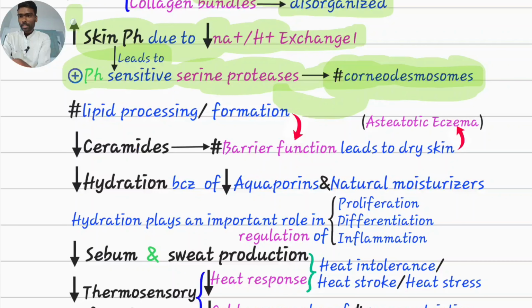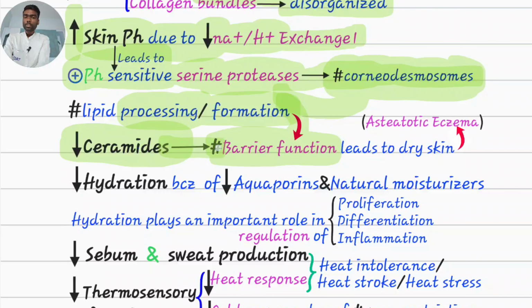If skin pH is increased, there will be stimulation of serine proteases, and also there will be disruption in lipid processing and lipid formation, which leads to disruption in barrier functioning of skin. In old age, there will be reduction in ceramides and hydration also. These ceramides, if they are reduced, will lead to again barrier function disruption. If corneodesmosomes are destroyed, if lipid processing is not good and ceramides are reduced, all these will lead ultimately to barrier function disruption, which leads to dry skin, a condition called asteatotic eczema.